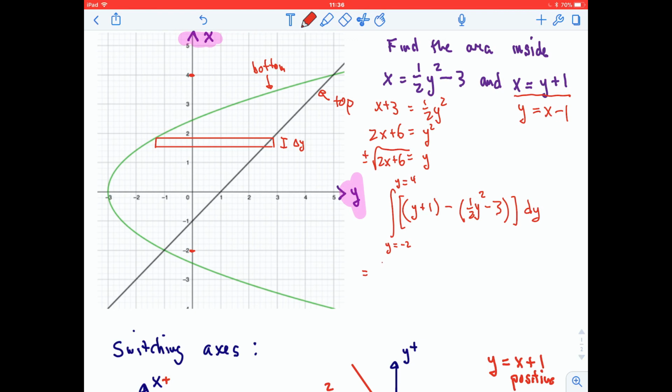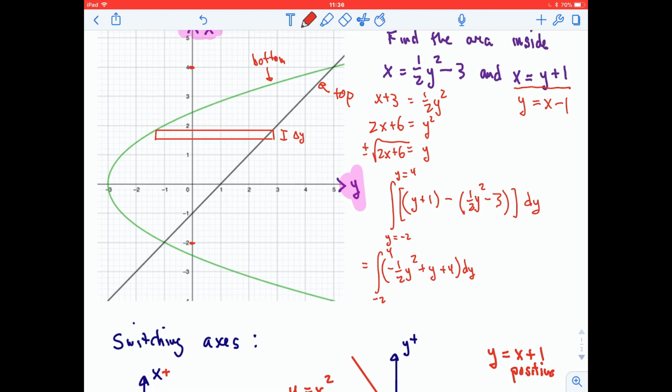We can simplify that expression there, and in doing that, we end up with -1/2 y squared plus y plus 4 multiplied by dy. We can find the indefinite integral without too much trouble and evaluate it, and we end up getting, okay? So we went from a very complex region with two separate integrals to find that area to a single integral, all because we were able to switch axes and redefine this as a problem using horizontal strips.